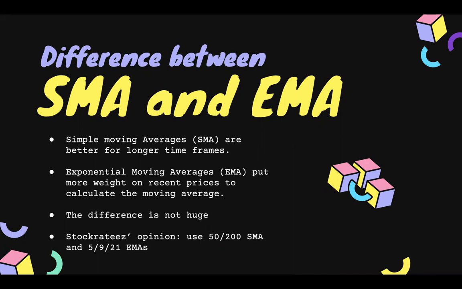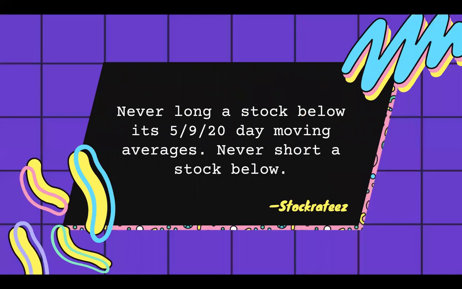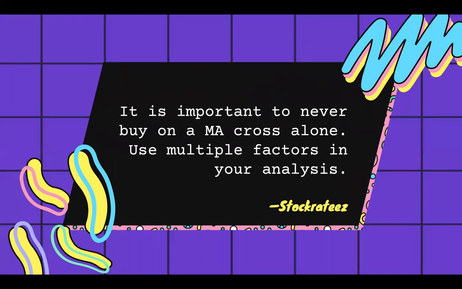So in my opinion, use 50 and 200 SMAs, but use 5, 9, 21 EMAs. And obviously never long a stock below its 5, 9, 20-day moving averages, and never short a stock above. And then it's important to never buy on a moving average cross alone.